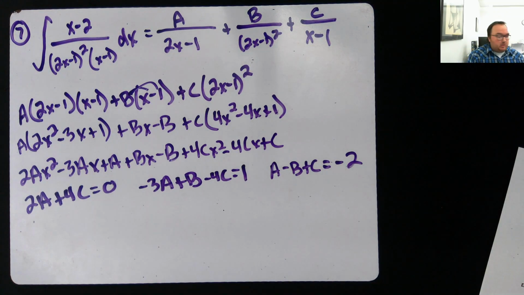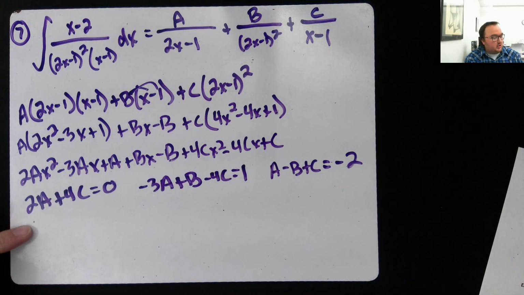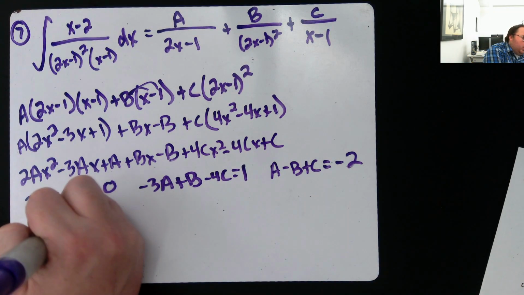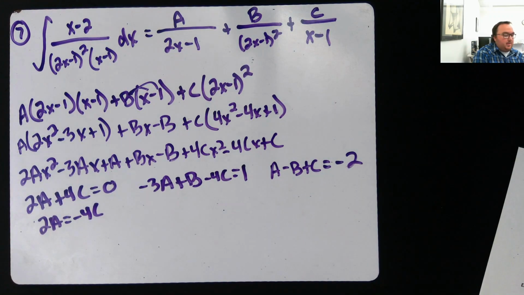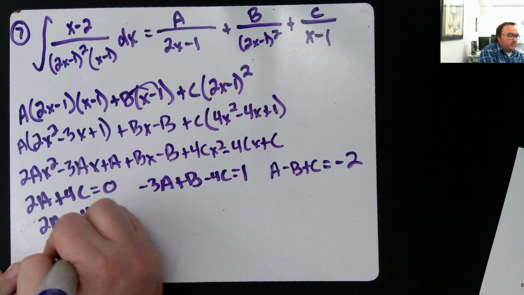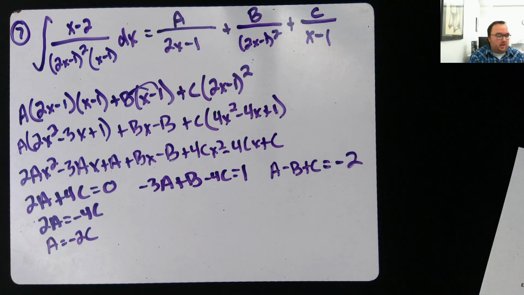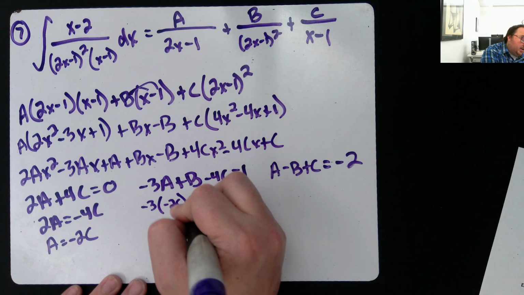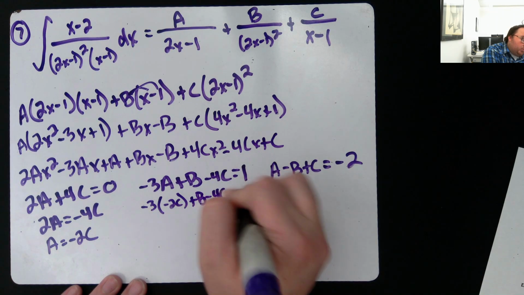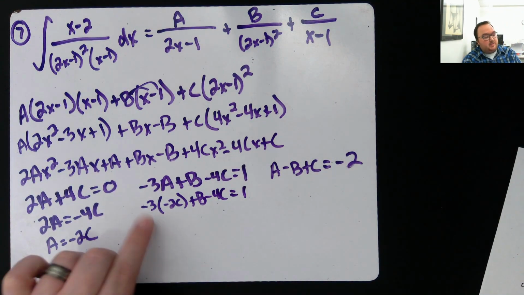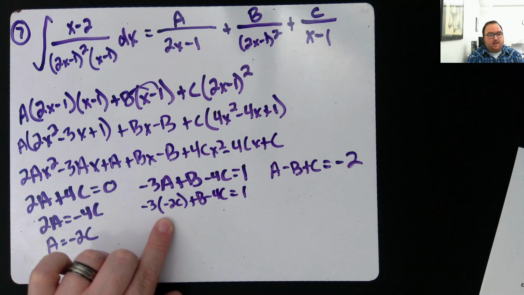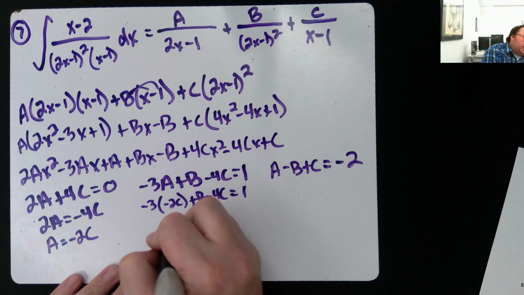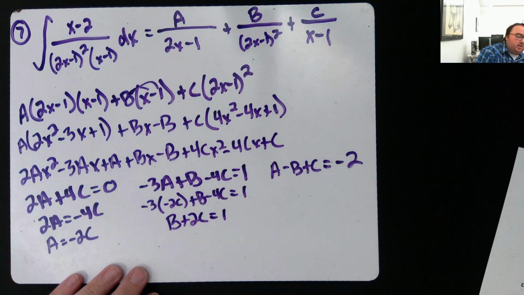So let's start somewhere. Right here, let's start here. Let's solve for a. So subtract 4c, 2a equals negative 4c. Divide by 2, a is equal to negative 2c. So I can plug in that. This would make that negative 3 times negative 2c plus b minus 4c equals 1. Negative 3 times a negative 2 is positive 6c. 6c minus 4c is 2c. So b plus 2c equals 1.